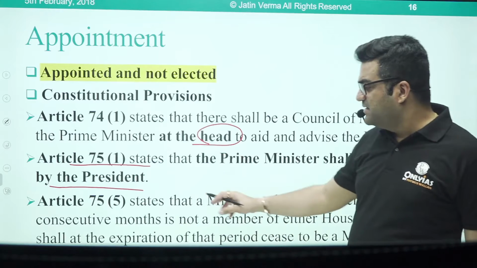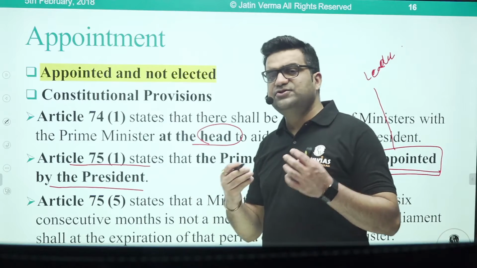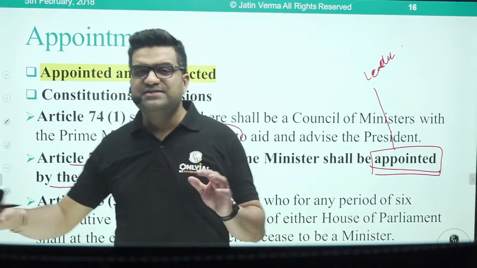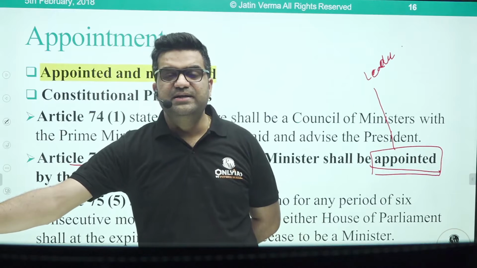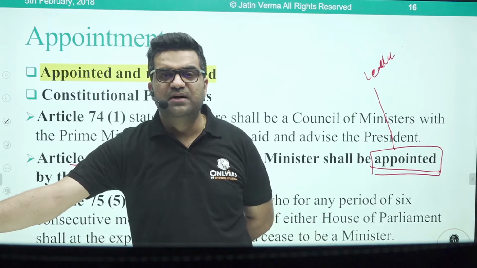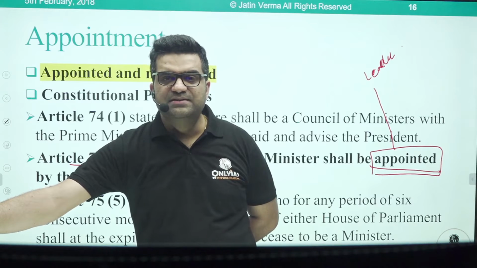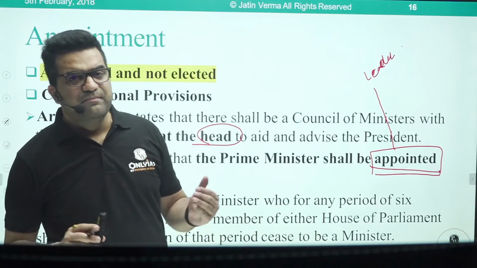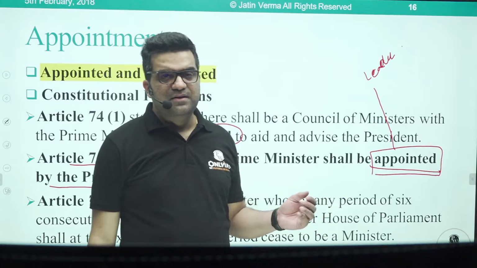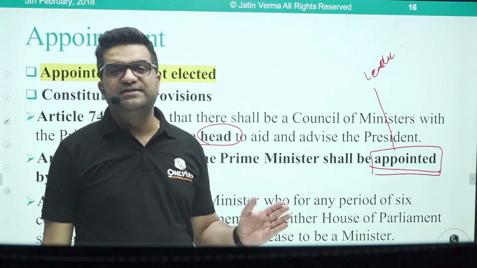Article 75 clause 5 states that even if the Prime Minister chooses me as one of his ministers, when I am a nobody, neither a member of Lok Sabha nor Rajya Sabha, I can still be a minister for 6 months. Within these 6 months, I'll have to get elected as a member of one of the houses. So first thing first, a nobody can become a minister for 6 months.